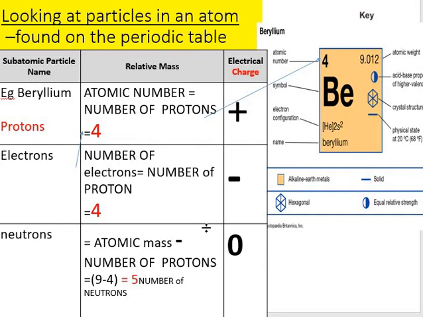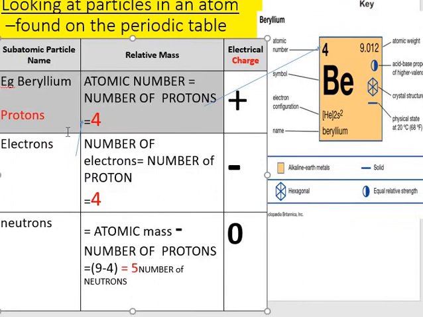Right, looking at that atom, we know that atoms have got protons, electrons, and neutrons. So how do we know? Every atom on the periodic table is different. That becomes an element. So for example, if we look at beryllium, it's found in group 2. It's got an atomic number of 4. The atomic number will tell you how many protons there are.